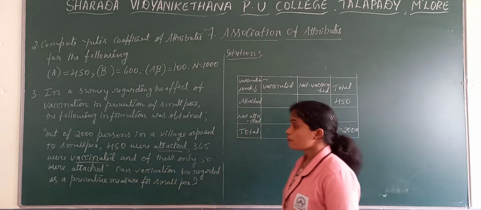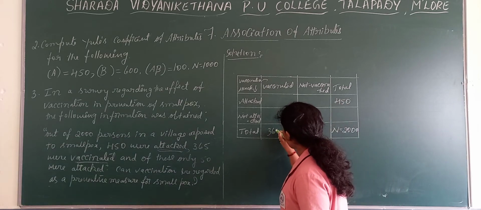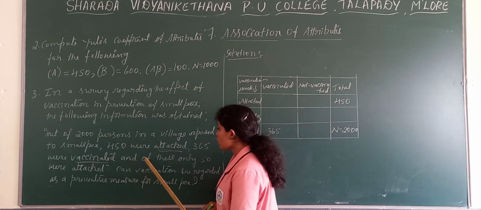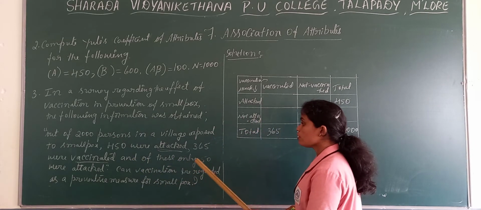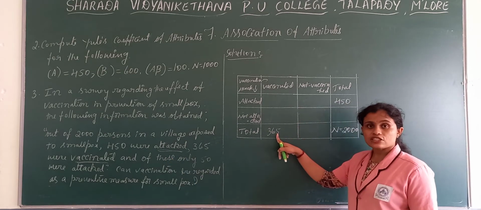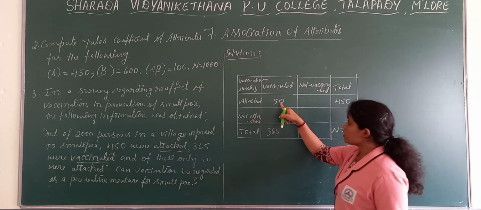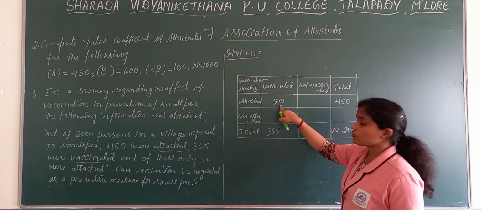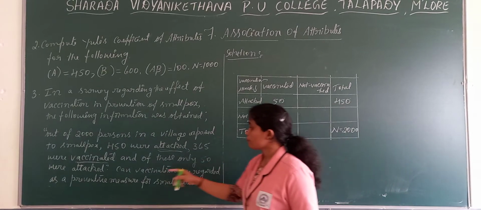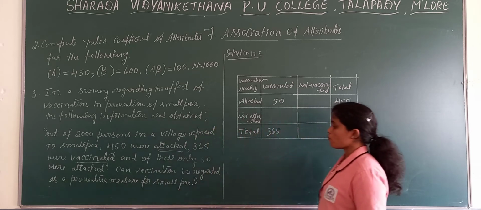Then 365 were vaccinated. Where does 365 come? Where we have written vaccinated. So 365 were vaccinated, and of these only 50 were attacked. Out of this 365, 50 were attacked. Those who were attacked and vaccinated number 50. Can vaccination be regarded as a prevention measure for smallpox?